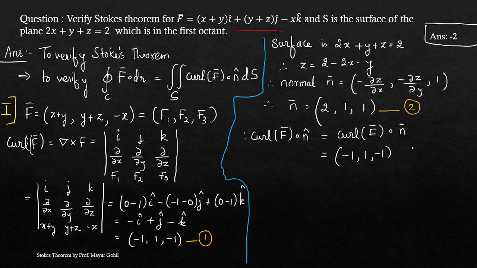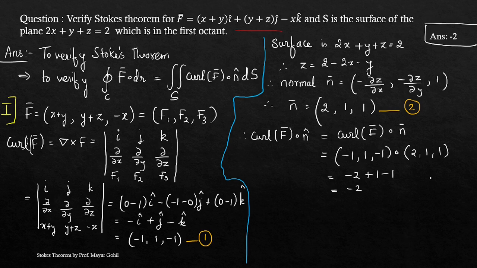This normal that we have got is 2, 1, 1. When we take the dot product here, we get minus 2 plus 1 minus 1, which is minus 2 is the answer. Okay, so this is what we have got. Now, in order to calculate the double integral, we will need the limits and the diagram. So let us understand them carefully and then proceed.